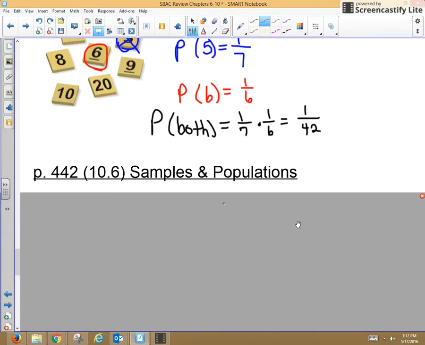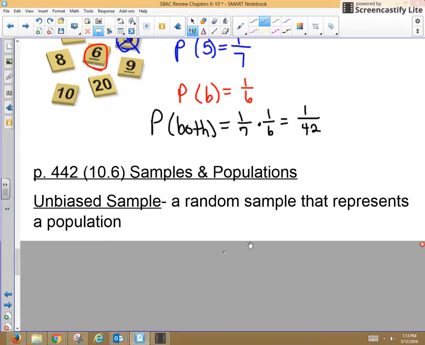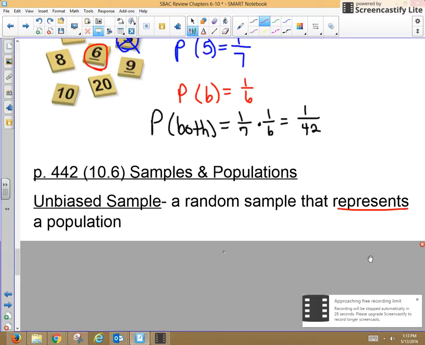Okay, 2 more sections to go. 10.6 is on samples and populations, and I'd like you to turn to page 442, please, to follow along. An unbiased sample, that's our first vocabulary word that I need you to write down. An unbiased sample is a random sample that represents a population. Unbiased samples are fair. They represent the actual population. So it's a good reflection of what the population represents.